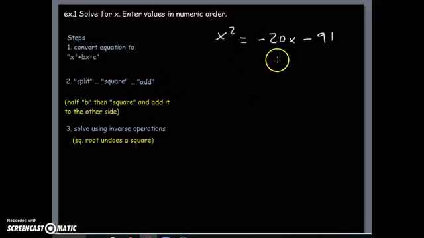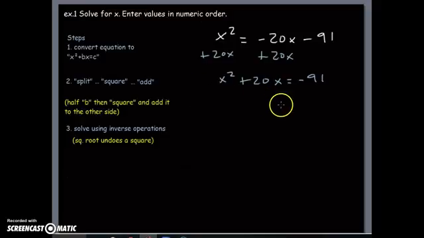So let's go ahead and use inverse operations to add this 20x to both sides. And now our equation becomes x squared plus 20x equals negative 91. Now it's not important to have this number on the same side as these terms. If it is, it's really not a big deal. But it's best just to keep it here, because we're going to have to solve for x eventually, and that saves us some time.